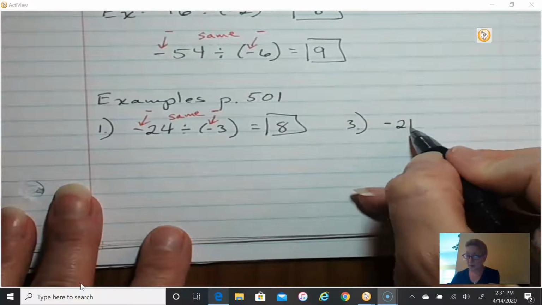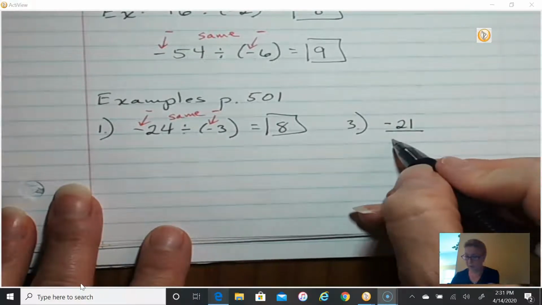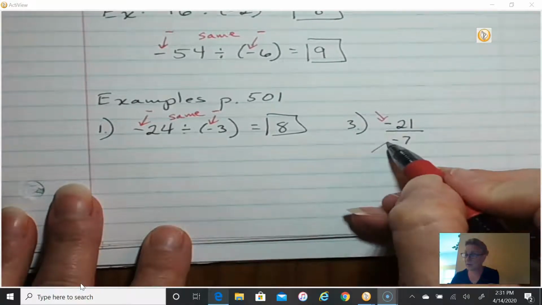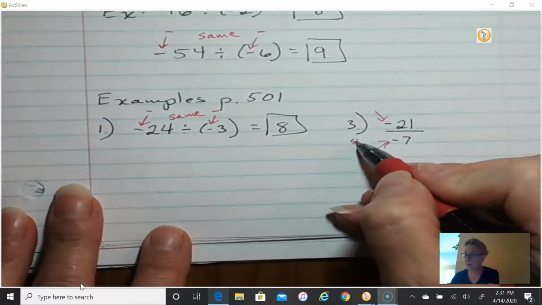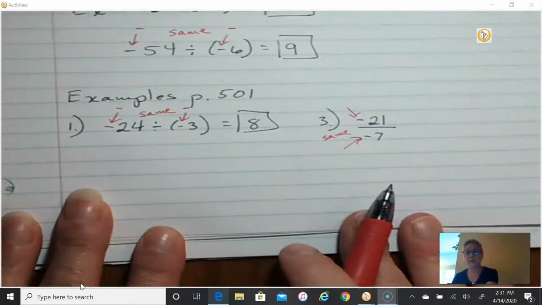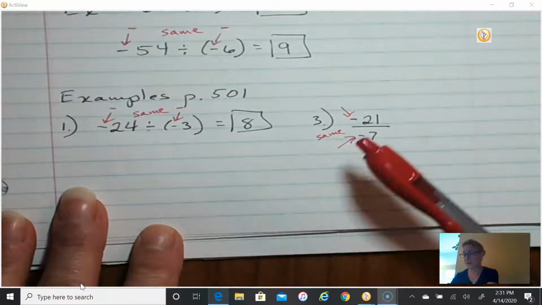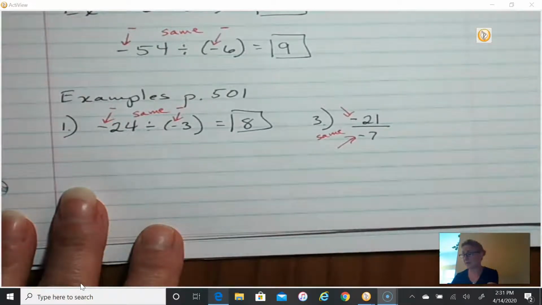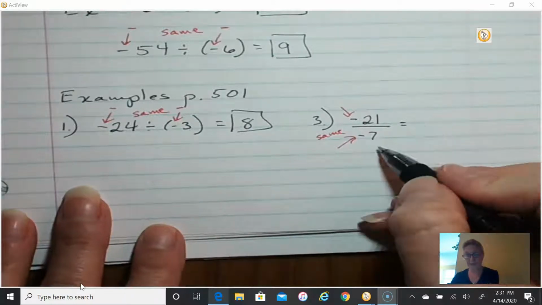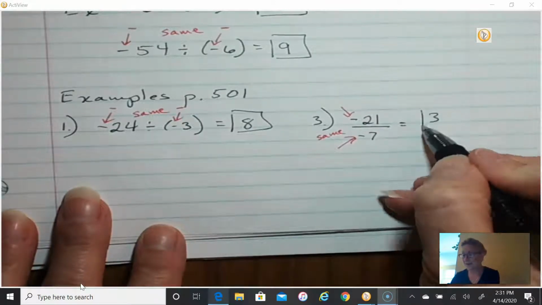Number 3, negative 21 over negative 7. I have a negative here and a negative here. Those are the same. Even though they're both negative, the answer is going to be positive because they're the same, just like this one. So negative 21 divided by negative 7 is positive 3.